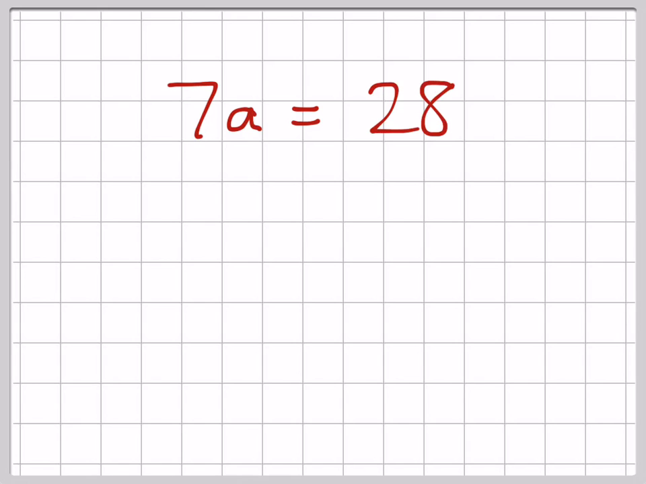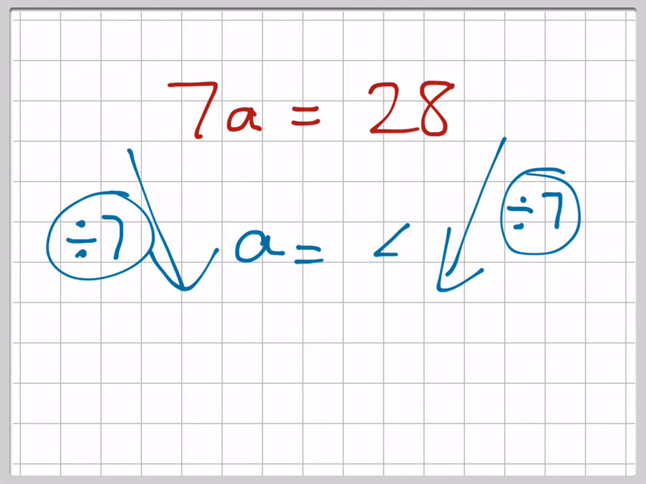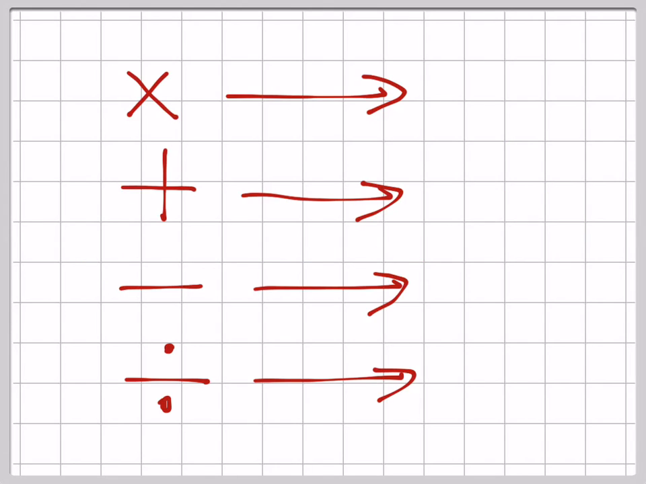Another example from a different shop. 7 apples cost 28. Let's funnel down with our arrows and put our equals in the middle. We divide by 7 to give us just A on the left, and we divide by 7 over here to give us 28 divided by 7 is 4. An apple costs 4.